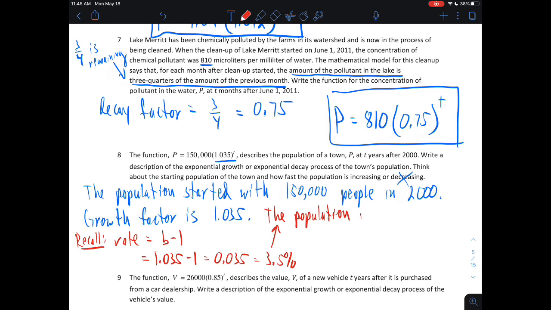The population increases at a rate of 3.5% each year.